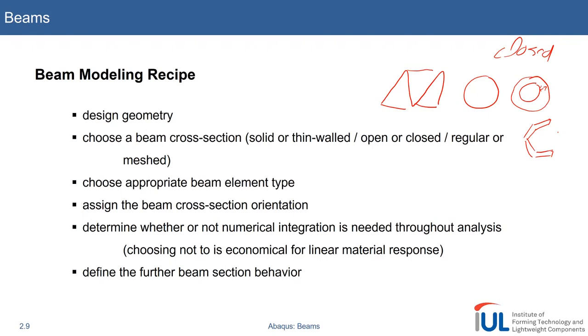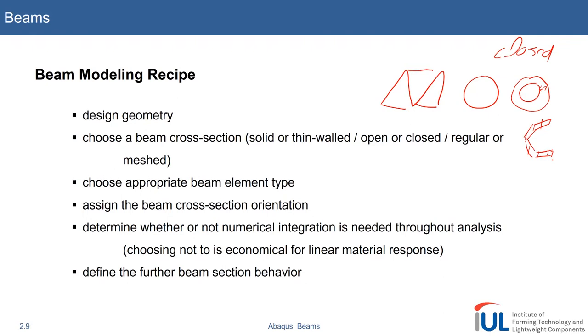Regular or meshed is quite an interesting aspect. If you want to have detailed information on your cross-section, so for example, if you model a cross-section on your own, you can also do this. Then Abaqus needs to run, let's say, a simulation before the actual beam simulation in order to get some information on the cross-section. So in this case, this cross-section might be meshed, and then Abaqus does a pre-simulation before the simulation to get stiffness values and so on.